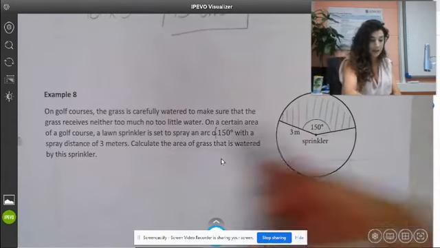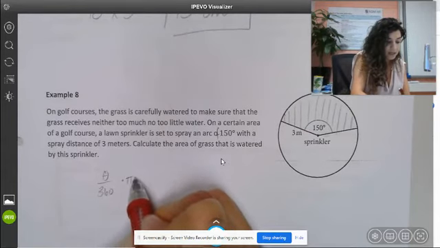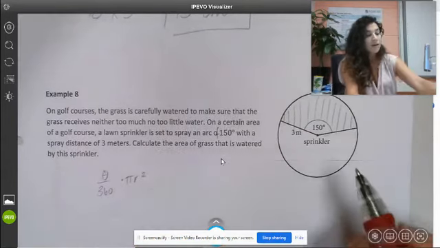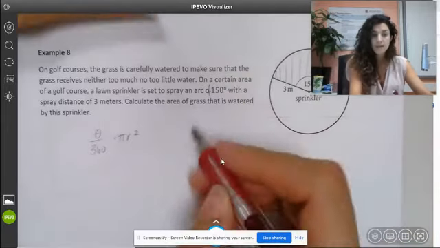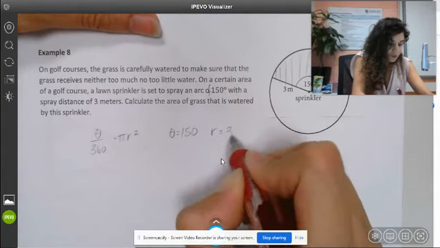So it's just a fraction of your total area. So we know we're going to do theta over 360 times pi r squared, and theta is equal to 150 and r is equal to 3.